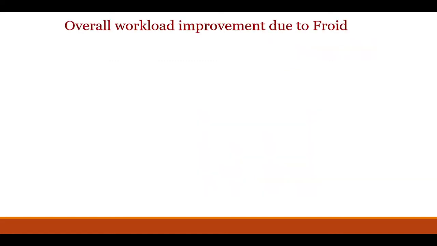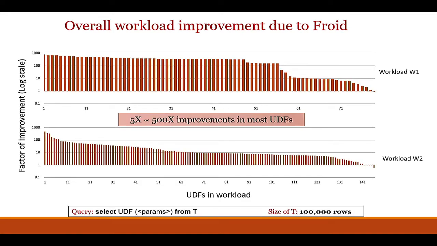And then this is the overall workload improvement for 2 workloads, 1 and 2. On the x-axis I'm showing the UDFs, and the y-axis shows the factor of improvement. Each bar here represents 1 UDF, and we have run it using a simple query like this, and we fixed the size of the table to some value, 100,000 rows here. So you can see that we get orders of magnitude improvements, up to 500x and so on.